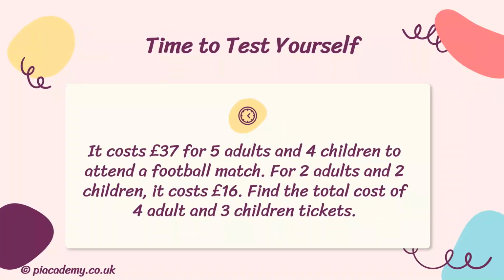Now it's your turn to solve one question on your own. The question is, it costs £37 for 5 adults and 4 children to attend a football match. For 2 adults and 2 children, it costs £16. Find the total cost of 4 adult and 3 children tickets. Pause the video and try to solve the question. Press play when you're ready to check your answer.